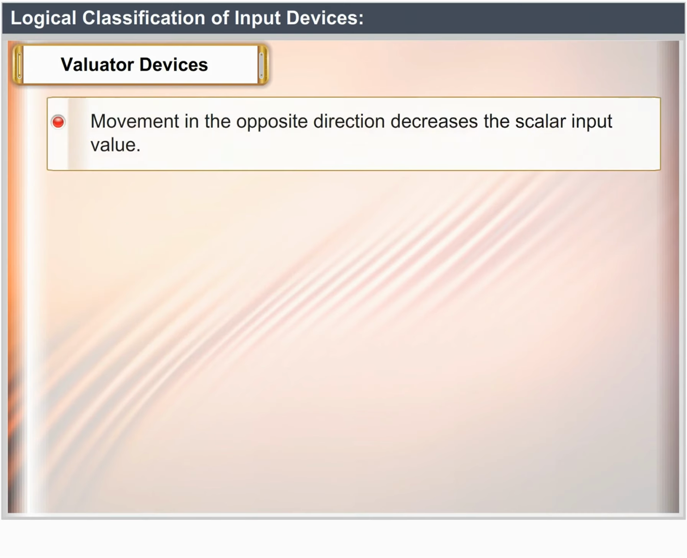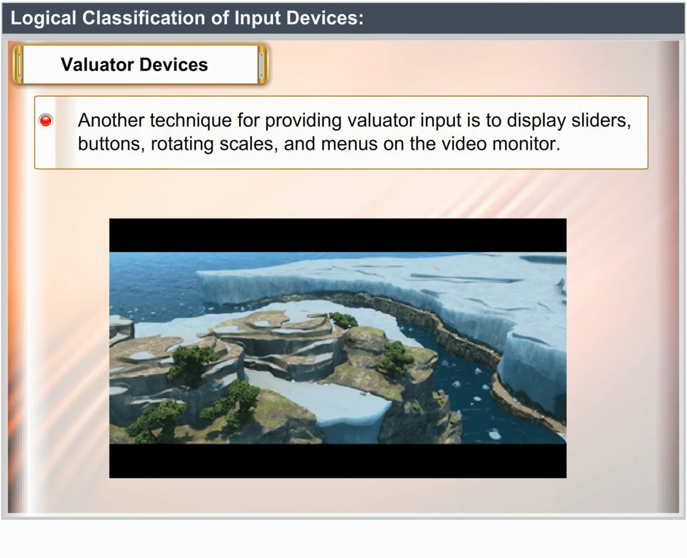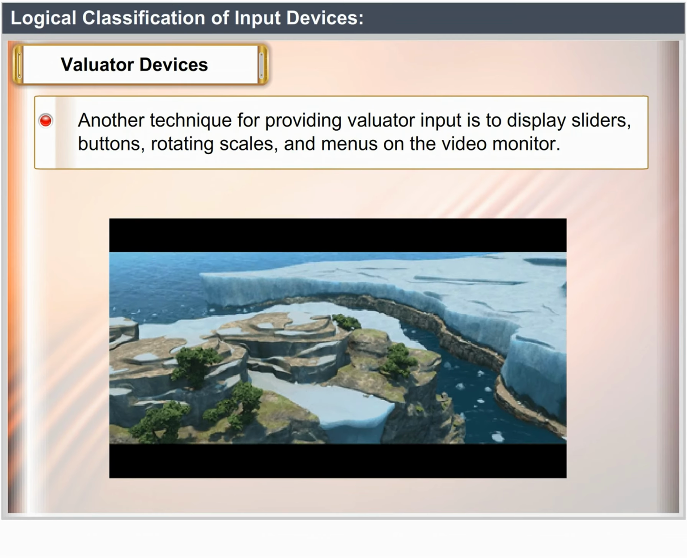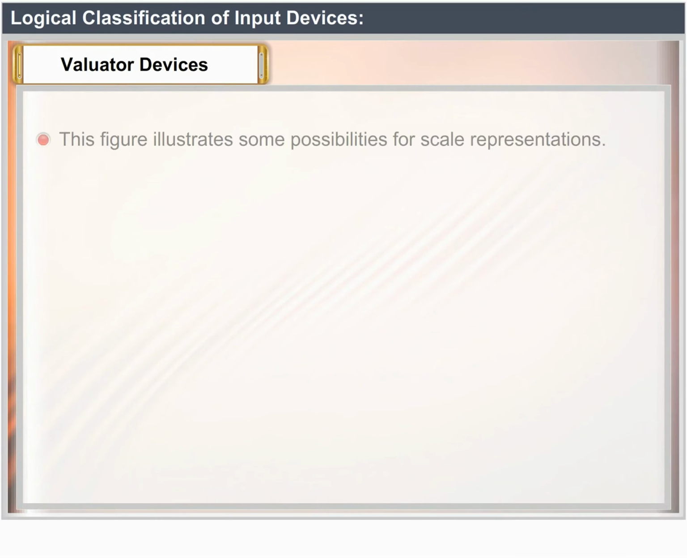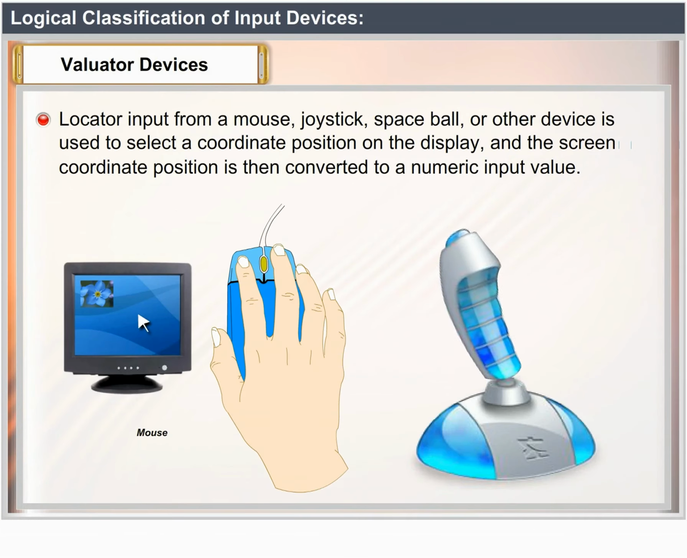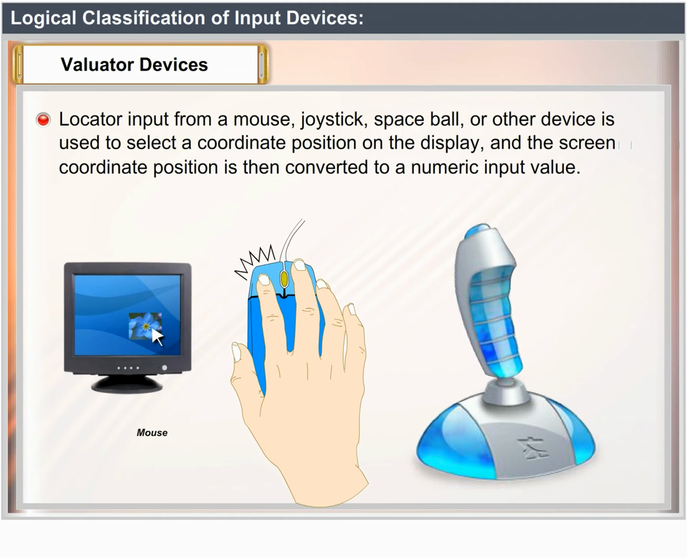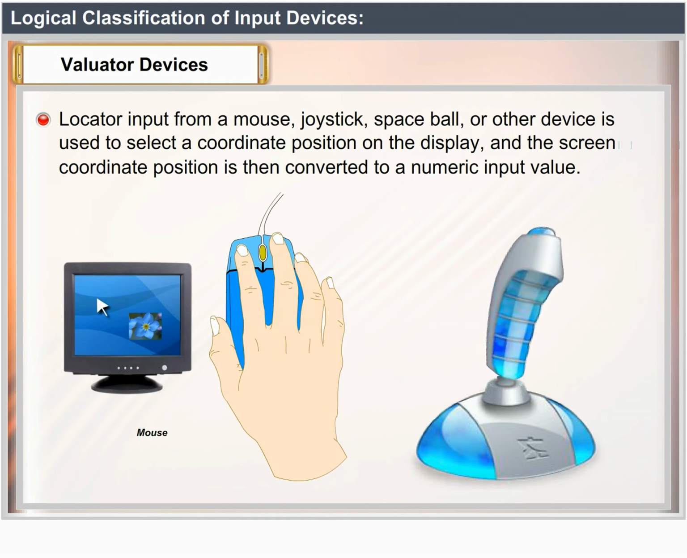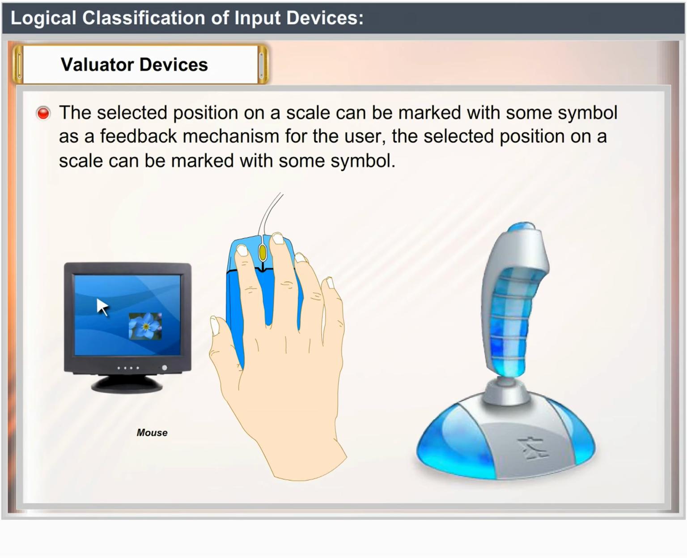Another technique for providing valuator input is to display sliders, buttons, rotating scales, and menus on the video monitor. This figure illustrates some possibilities for scale representations. Locator input from a mouse, joystick, spaceball or other device is used to select a coordinate position on the display, and the screen coordinate position is then converted to a numeric input value. As a feedback mechanism for the user, the selected position on the scale can be marked with some symbol. Numeric values may also be echoed somewhere on the screen to confirm the selections.